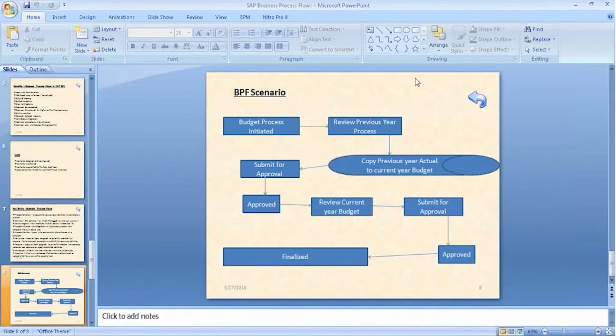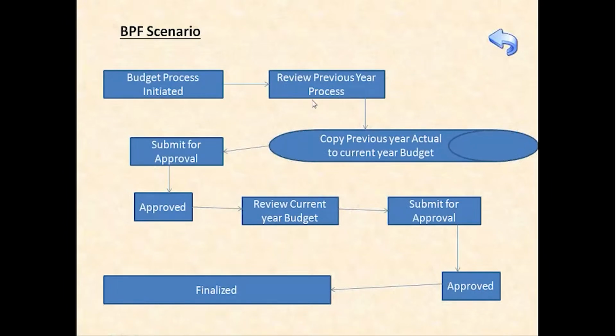So in this case, each activity is one, each process is one template here? Or is each process one report or something like that? No, this highlighted one is a report. Review previous year process is a report, and this is a data manager package. The next step is copy previous year actual to current year budget. That's a copy package, and this is submit for approval.